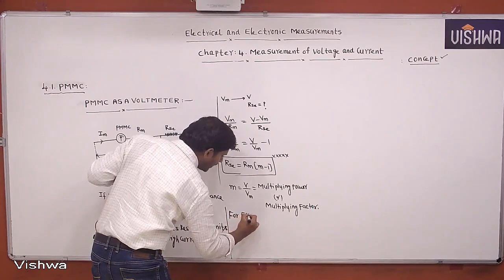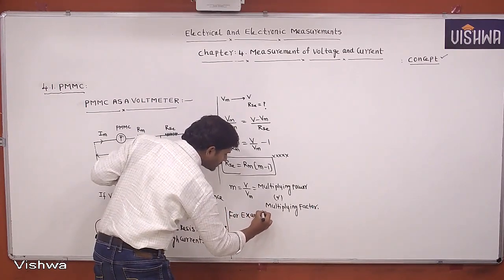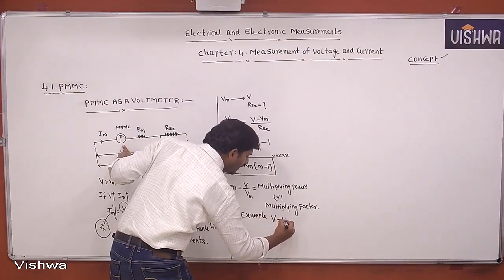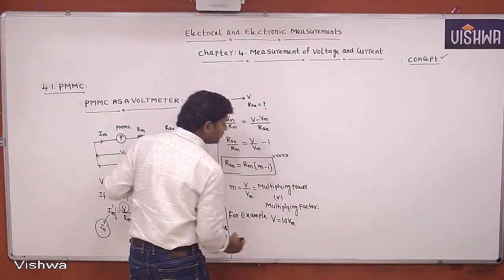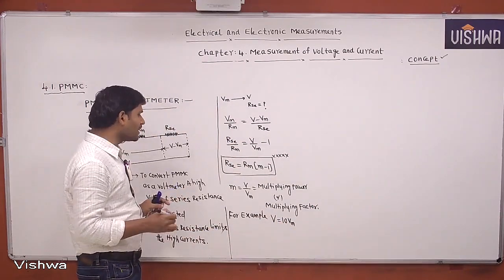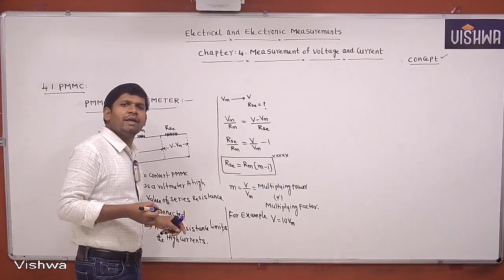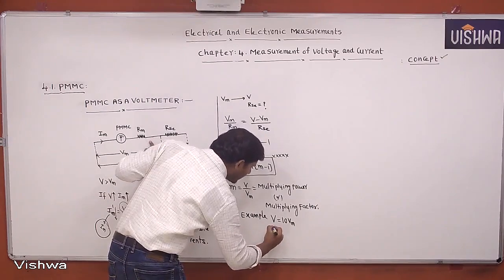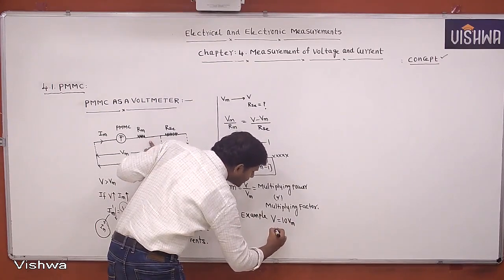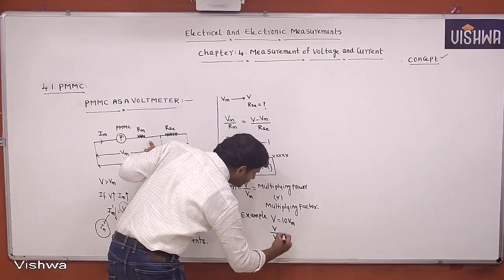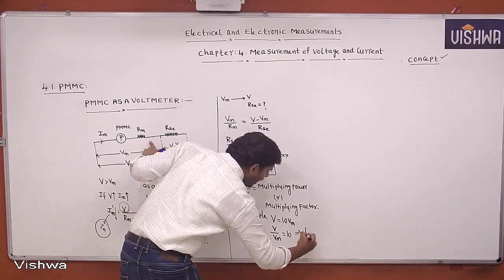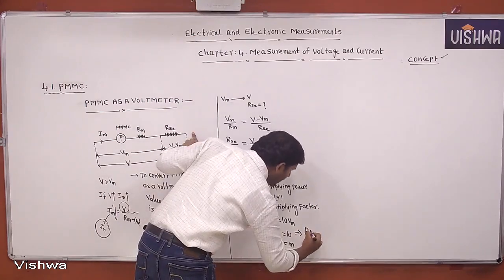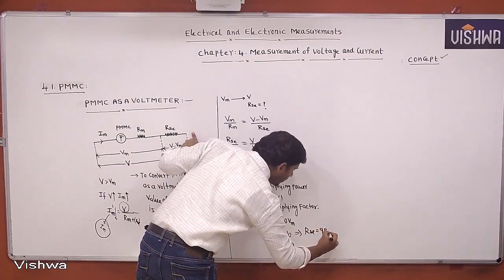To extend the range from, for example, V equal to 10 times of Vm, how much series resistance can we connect? V equal to 10 times of Vm means what is V by Vm? This is 10. This is M equal to 10. Then what is Rsc equal to? 9 times of meter resistance.